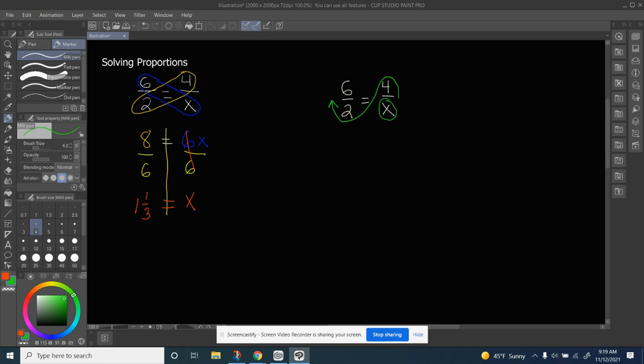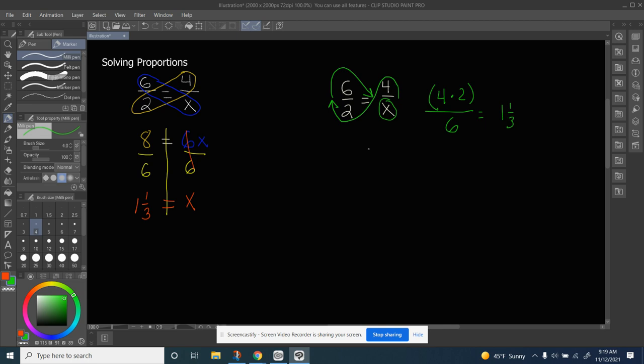So when we cross multiply, we're basically doing 4 times 2, and we're then going to immediately divide that by 6 to get back to our variable. So 4 times 2, and then we are going to divide that by 6. So 4 times 2 is 8. 8 divided by 6 would be that 1 and 1/3, or 1.3 repeating.